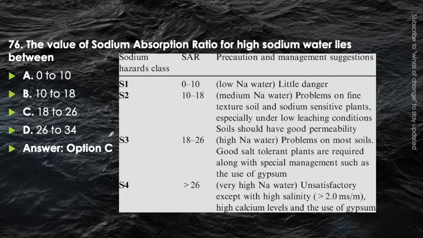0 to 10 is low sodium water, 10 to 18 is medium sodium water, 18 to 26 is high sodium water, and above 26 it will be very high sodium water. So since the question asked about high sodium water, it is 18 to 26.